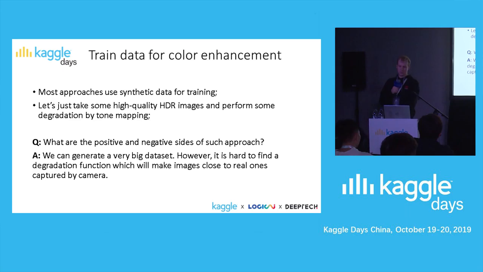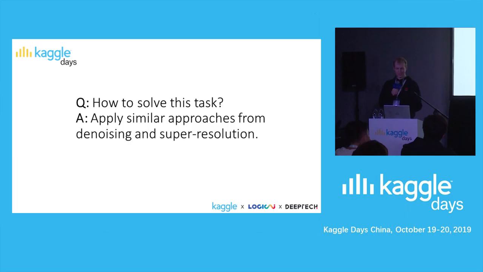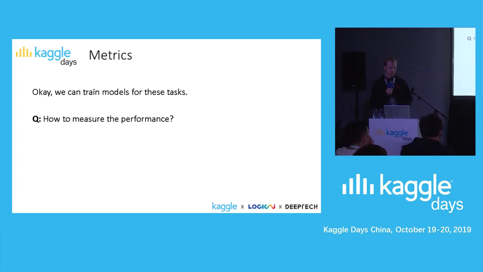So what are the positive and the negative sides of such a synthetic data generation approach? I hope you can answer this question, because we already discussed it for previous tasks, for denoising and for super resolution. And the answer is simple. Yes, we can generate very big data sets. But again, it's very hard to find a degradation function which will make images close to the real ones which we capture by our bad camera, smartphone. So this is exactly the problem which we want to solve in almost all of the tasks in computational photography. And how to solve it? Any ideas?